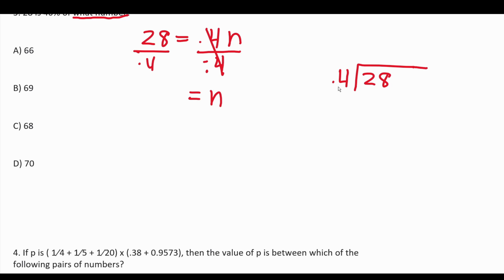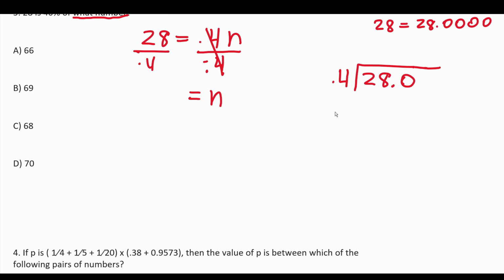Since we have a decimal outside the division bracket, we're going to have to make some adjustments before we proceed. The very first thing I'm going to do is put a decimal right here and a 0 placeholder. Let me just explain this. 28 is the same as 28 with a decimal, and you can put as many zeros as you want. Again, those values are equivalent.